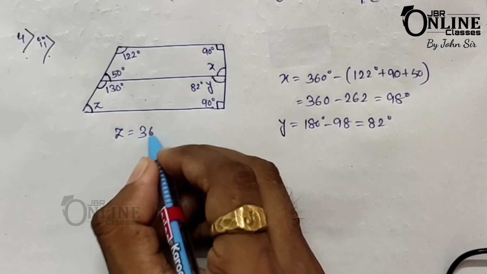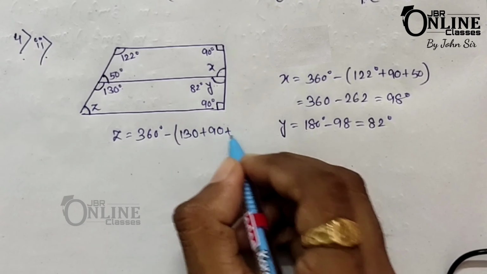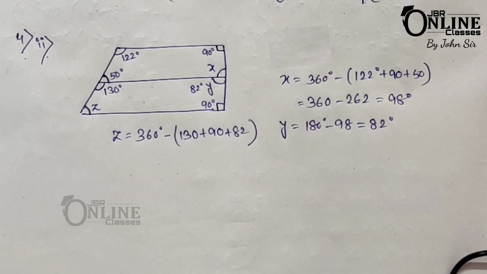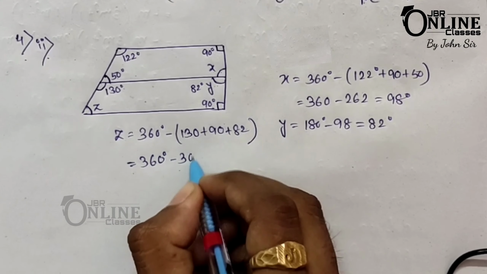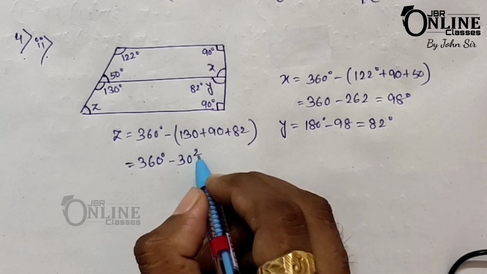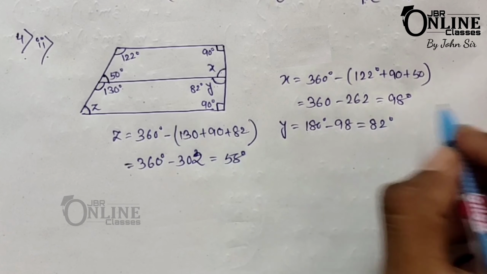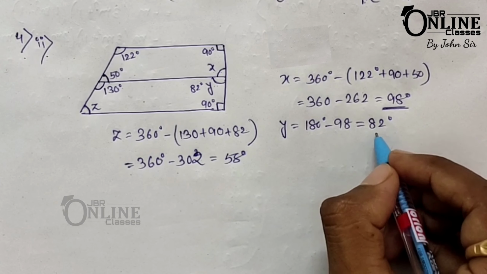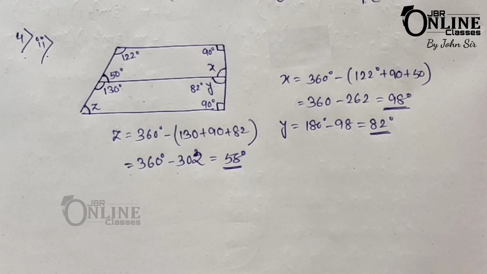Now z equals 360 minus (130 plus 90 plus 82). So 130 plus 90 plus 82 equals 302. So 360 minus 302, sorry, it's 2, that equals 58 degrees. So here x equals 98, y equals 82 and z equals 58 is the final answer.